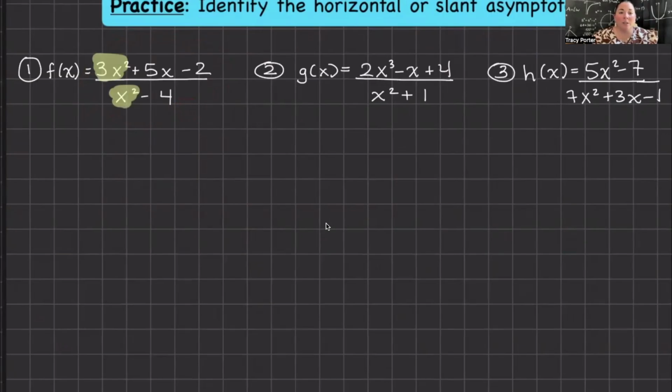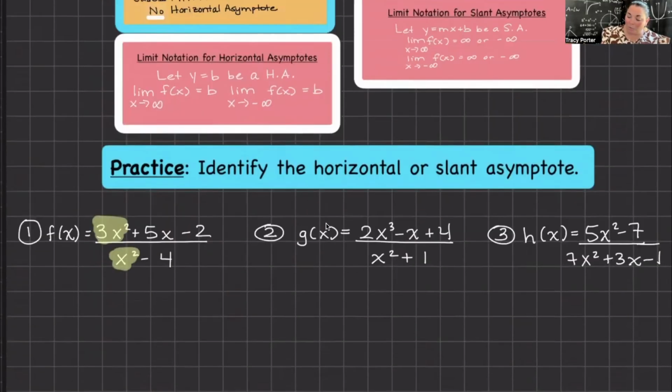Okay, so the leading term is going to be the term with the highest power. So we have a 3x squared in the numerator and then an x squared in the denominator. And that is all you need to look at for this particular concept. So we can see that we're in the case 2, right?